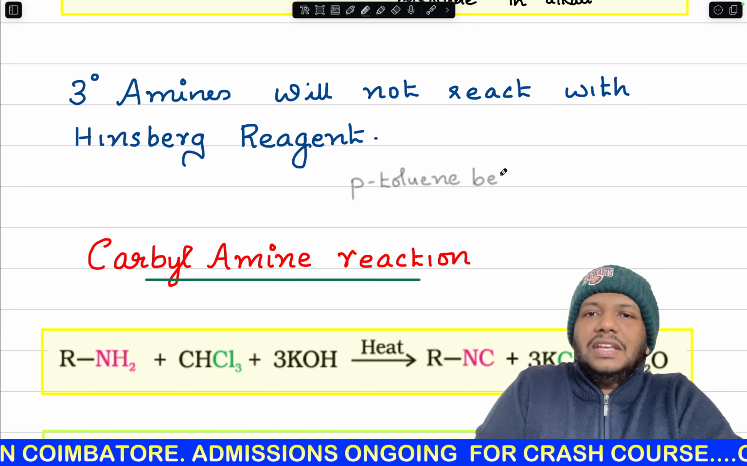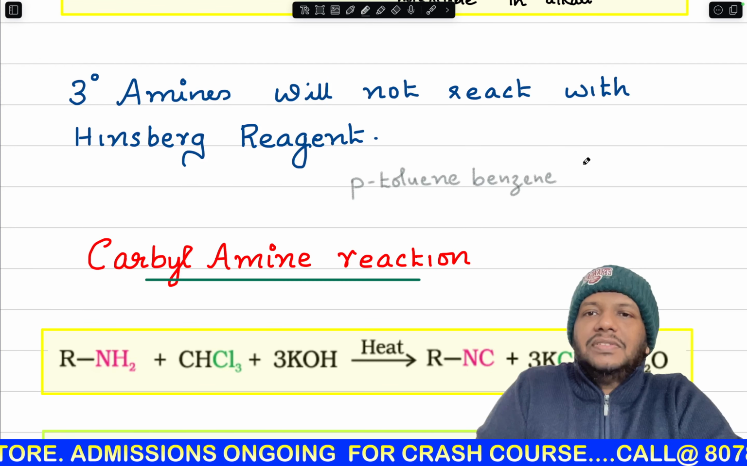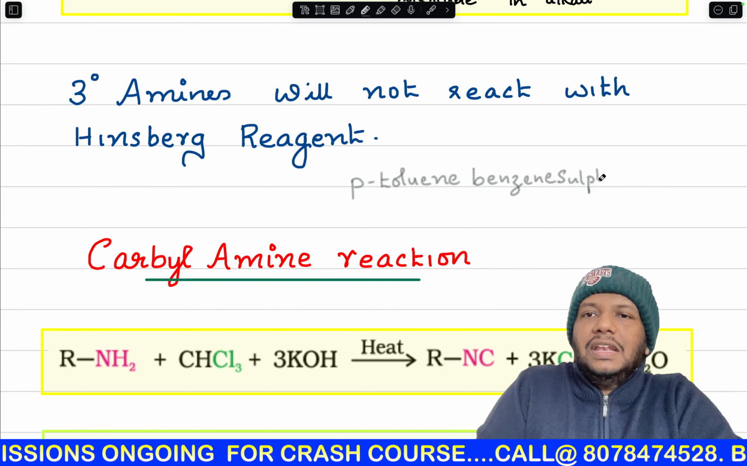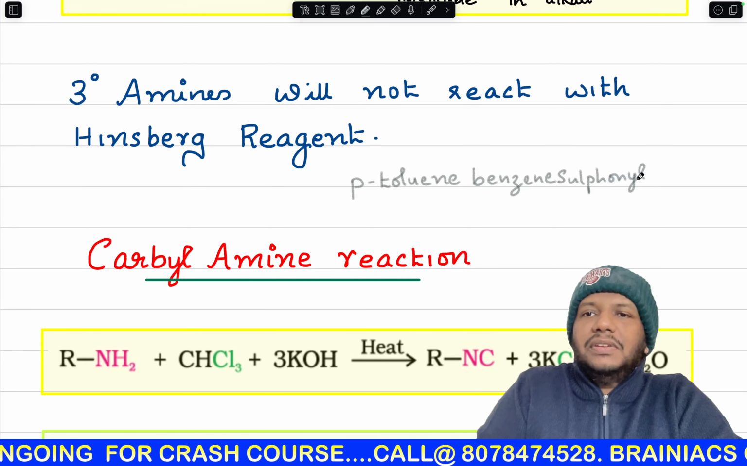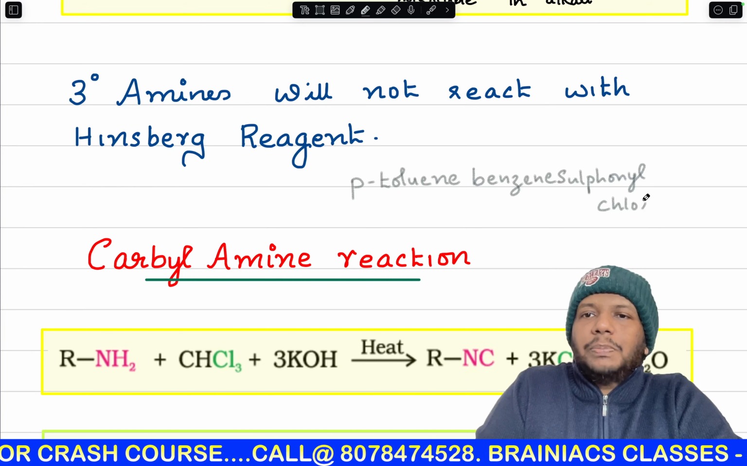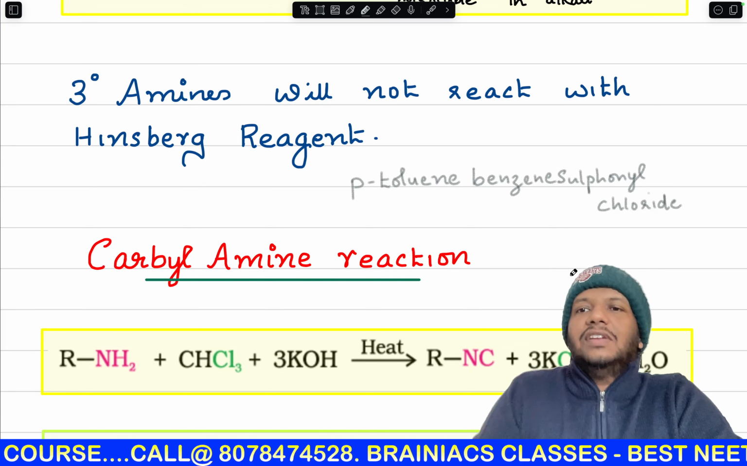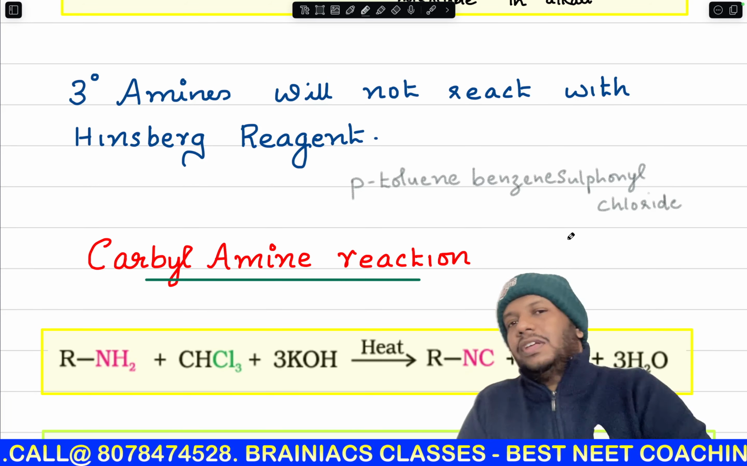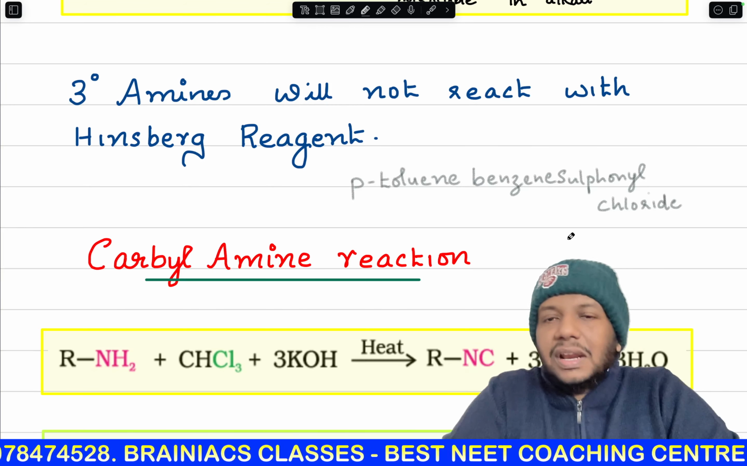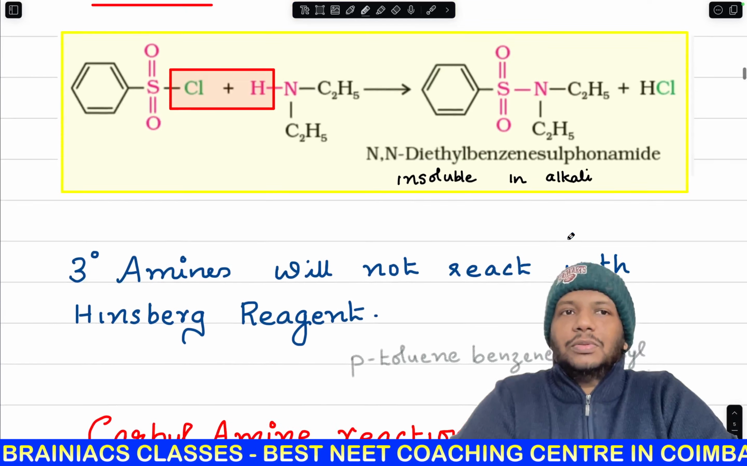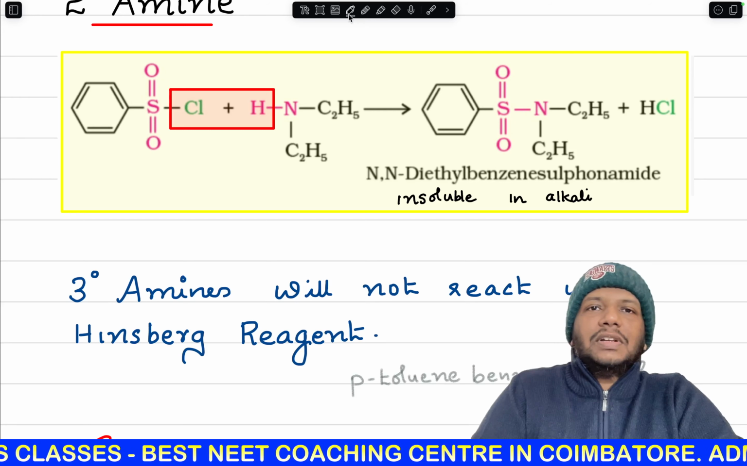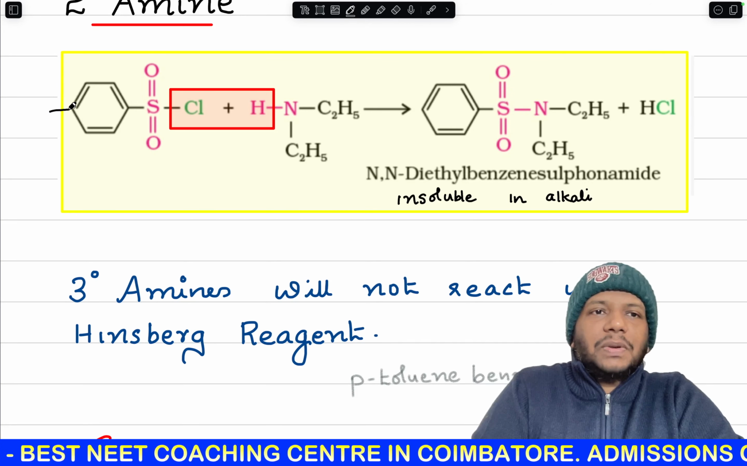Para-toluene benzene sulfonyl chloride. So please remember this. Nowadays, instead of Hinsberg reagent, which of the following is used? Then I can say para-toluene benzene sulfonyl chloride is used. So what is the major difference if you say that?